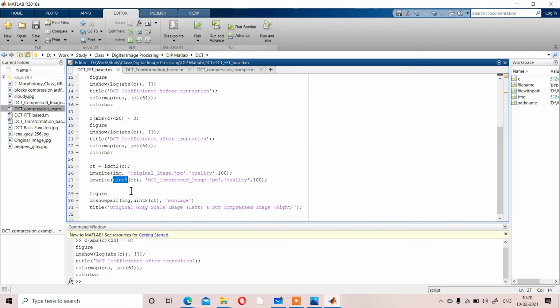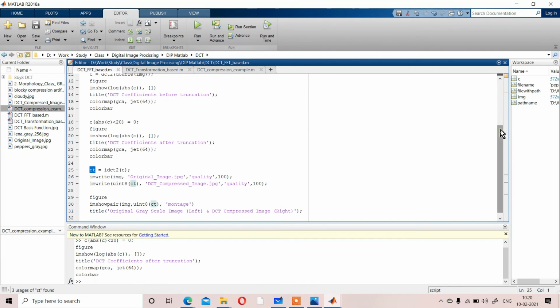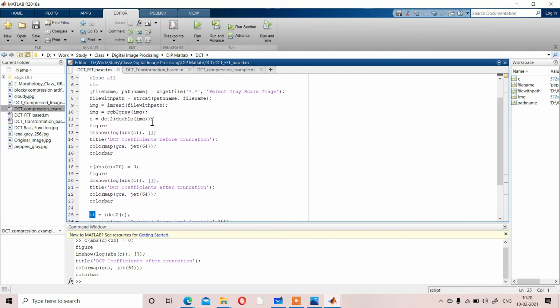We have written uint8 because, in which format does your CT exist? You are making C double from uint8, so the C that you are getting is in the double format, not in the uint8 format. uint8 defines the rounded value of the pixels, while double defines the floating point value. So here C is defined in floating point values, whereas IMG is defined in simple rounded values, that is, uint8 format.